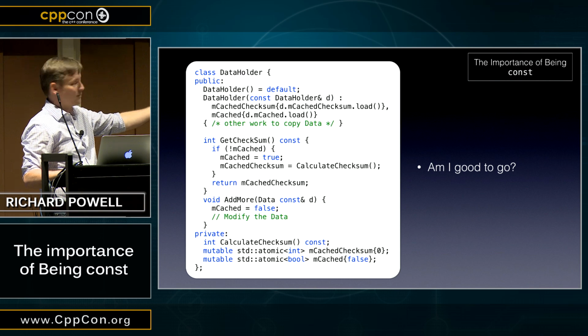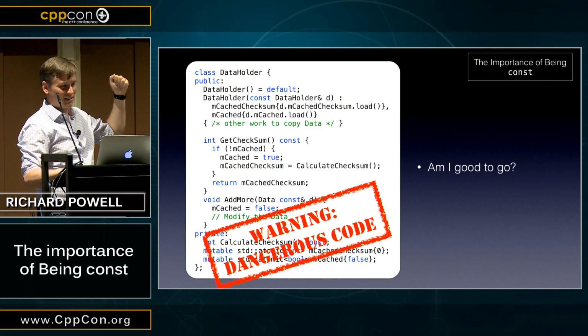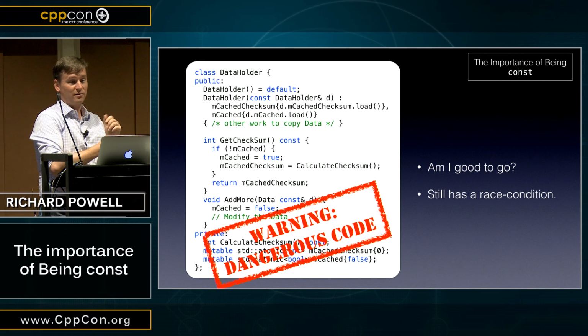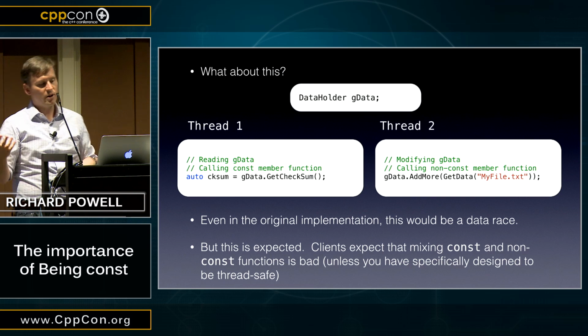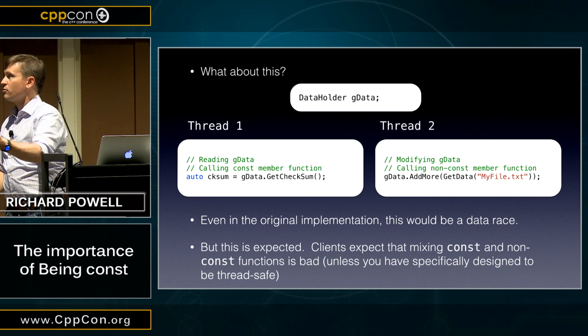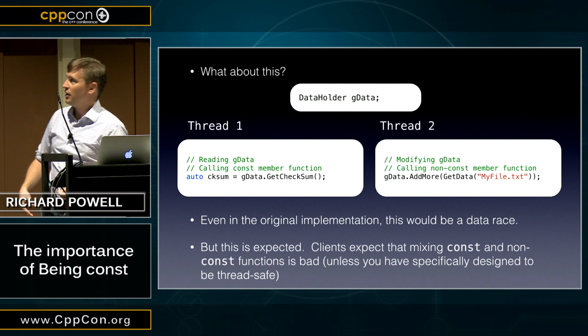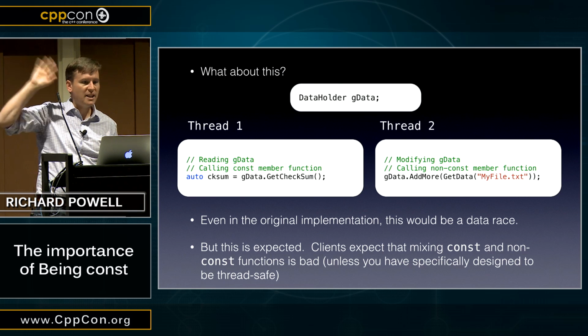Deadlock? I don't know about deadlock, but it's still dangerous code. This code still has a race condition. If you look at your code here, and let's say I had one thread where I was getting the checksum, and another thread where I'm adding more data. This is a race condition. This is a blatant race condition here, but that's fine.